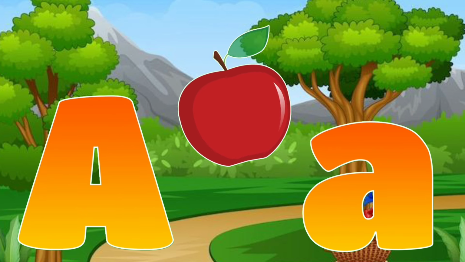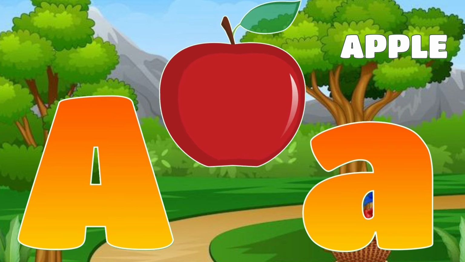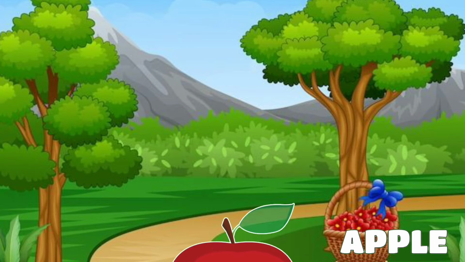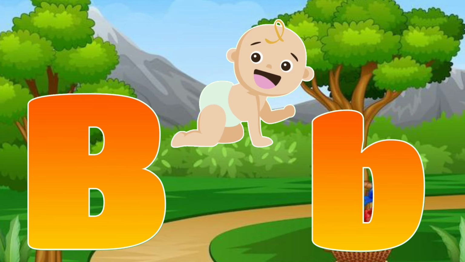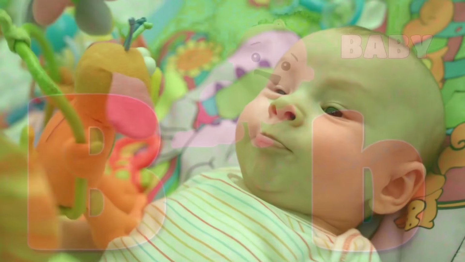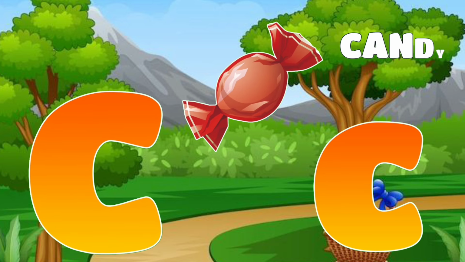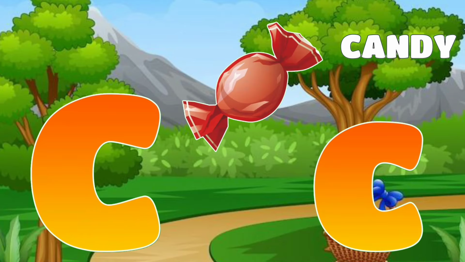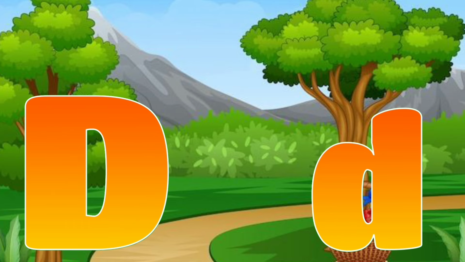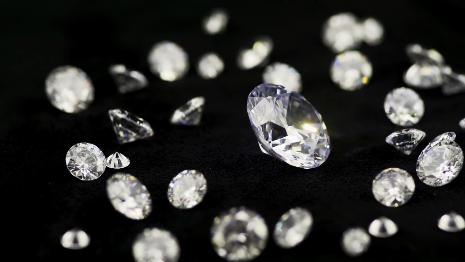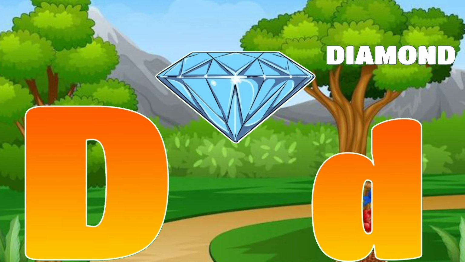A is for apple. B is for baby, b, b, baby. C is for candy, c, candy. D is for diamond, d, d, diamond.